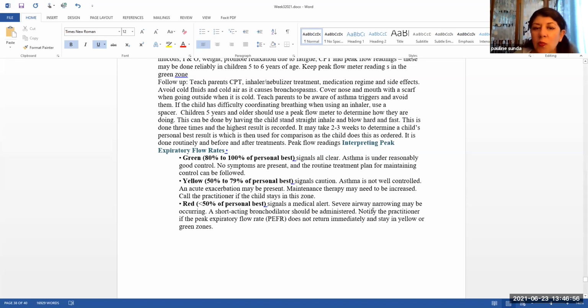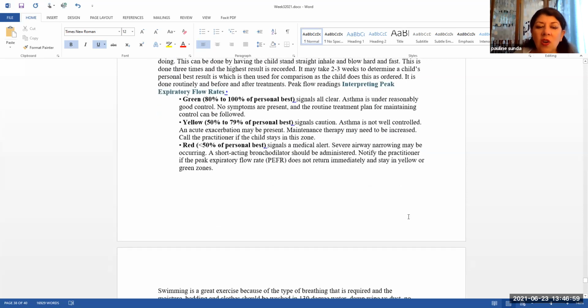So how do we interpret peak flow readings? If you are in the green zone, this means you are in the 80% to 100% of your personal best. So remember, we said it takes 2 to 3 weeks to determine the personal best. Once you've determined that, then you can do this. And this is great. Green is good. It signals it's all clear. Asthma is under reasonably good control. No symptoms are present. The routine treatment plan for maintaining control can continue to be followed.